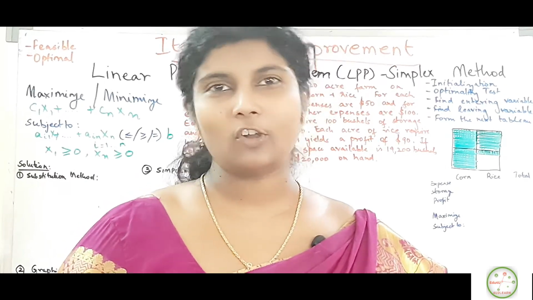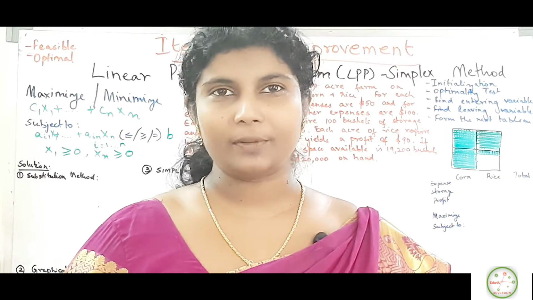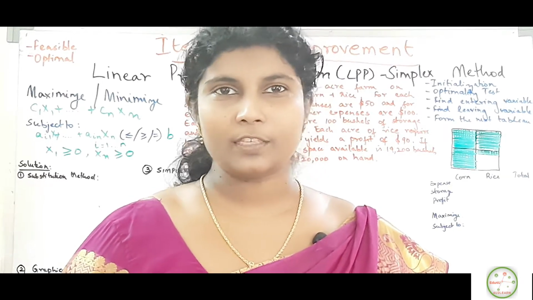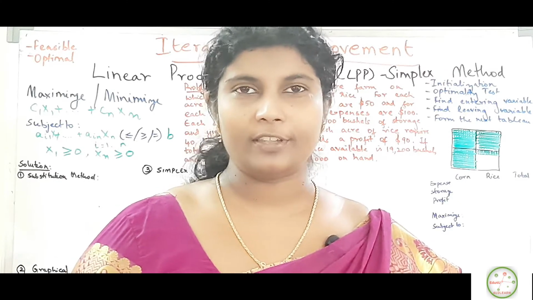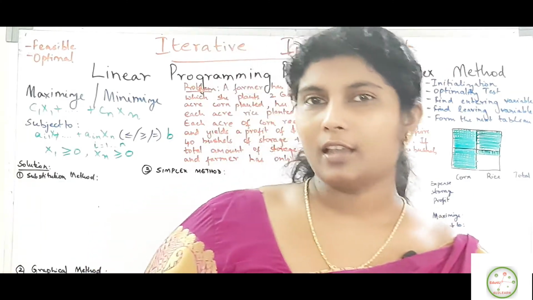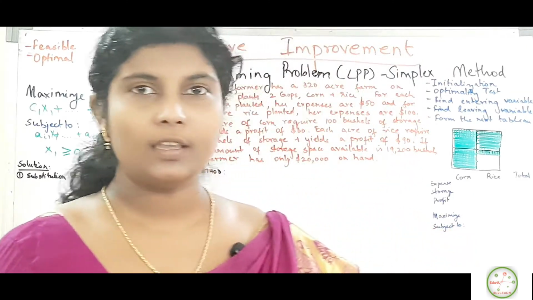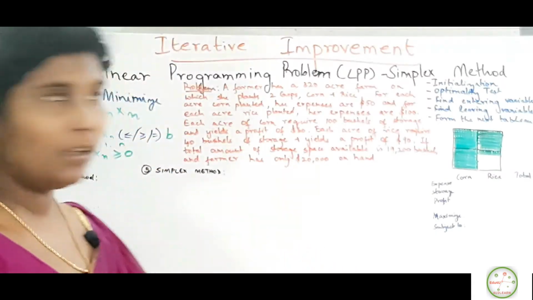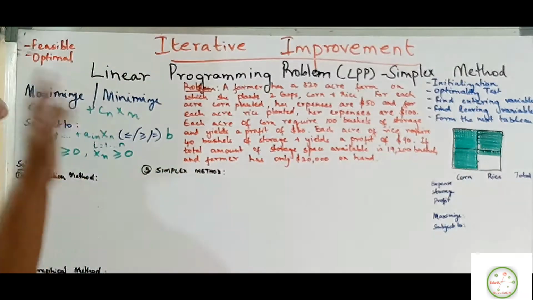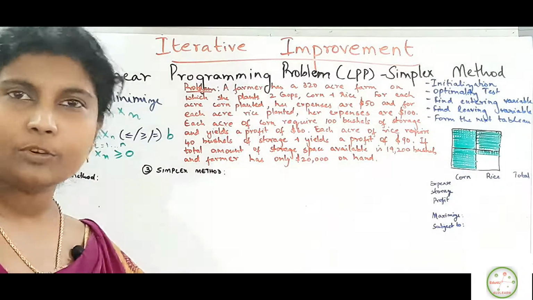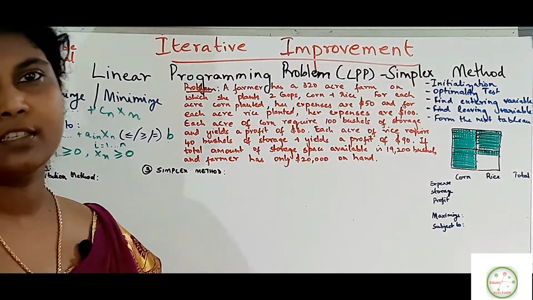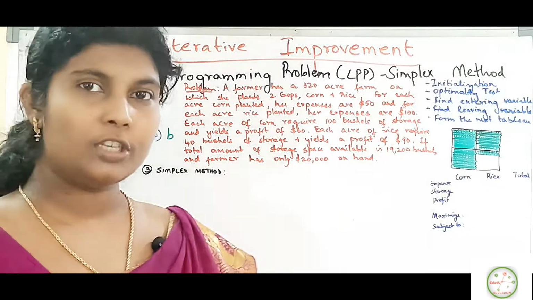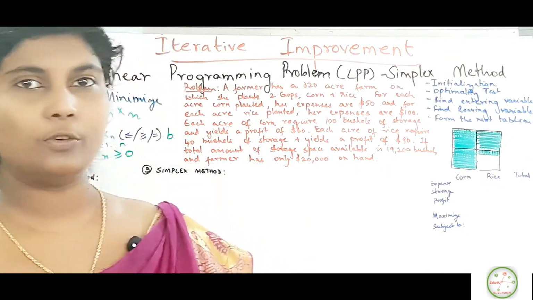This video is on iterative improvement. So we have been focusing on different designing techniques of algorithm. This iterative improvement is an improvement technique where we have a feasible solution. That is, we have a solution for the problem, but we are going to get the best solution. The best solution is going to be the optimal solution.